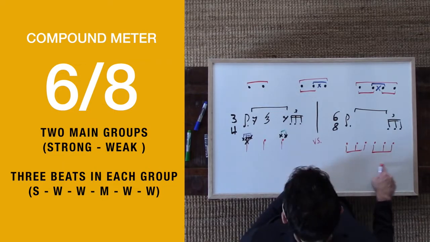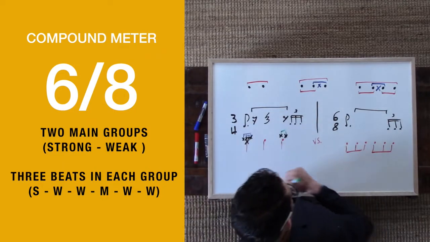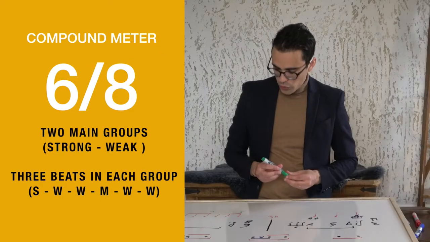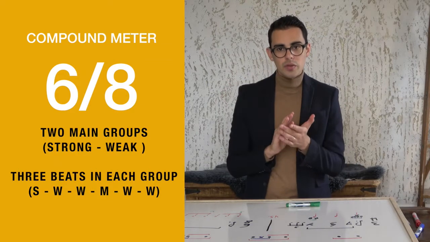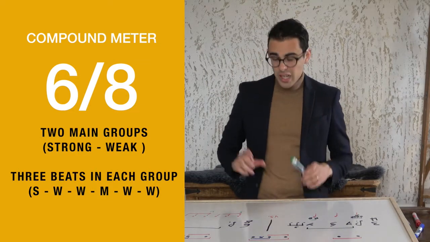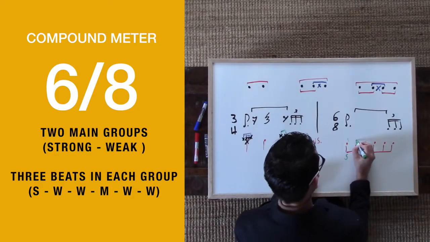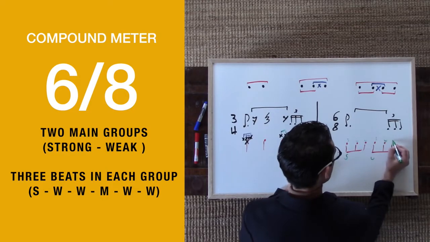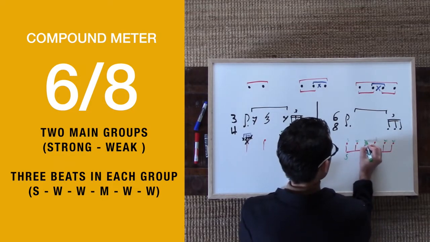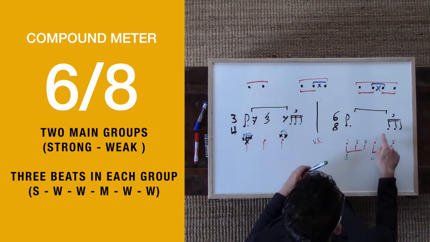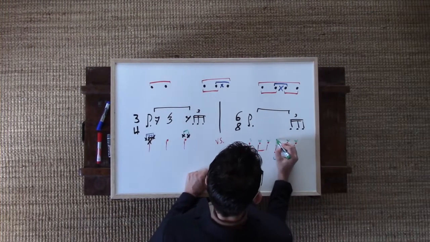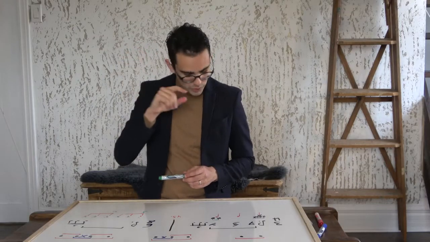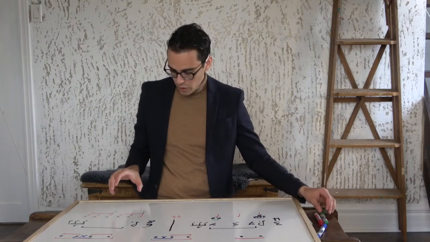1 2 3 4 5 6. On the big layer, it's strong, weak. We're hearing 2s. 1 2 3 4 5 6. And on the tinier layer, we're hearing strong, weak, weak. Strong, weak, weak. Actually, this is going to be medium, weak, weak. Strong, weak, weak, medium, weak, weak. So that's the grouping for 6/8.